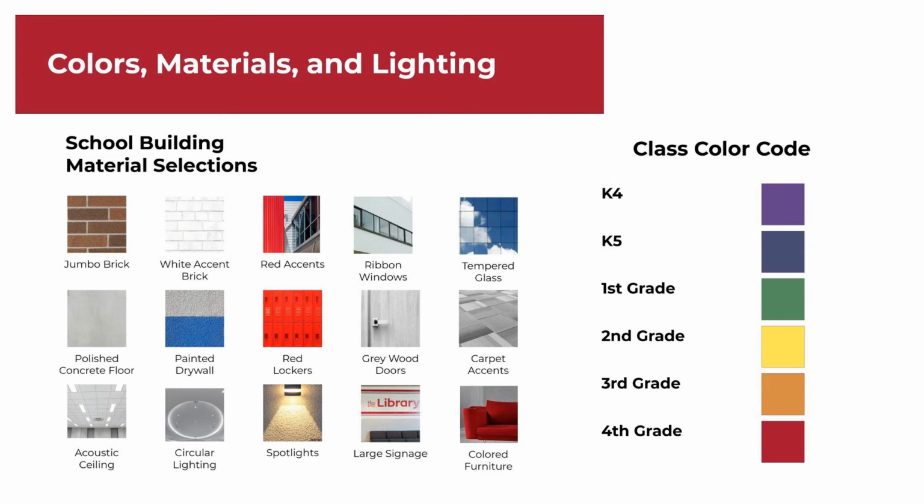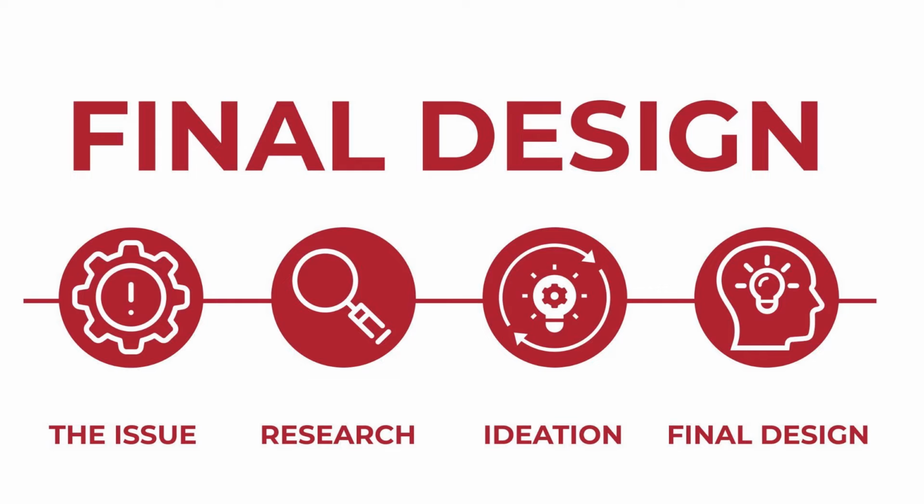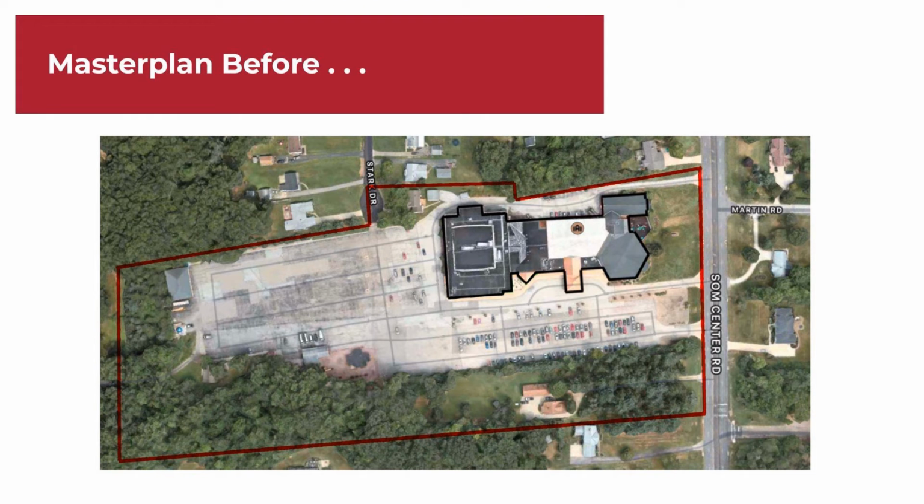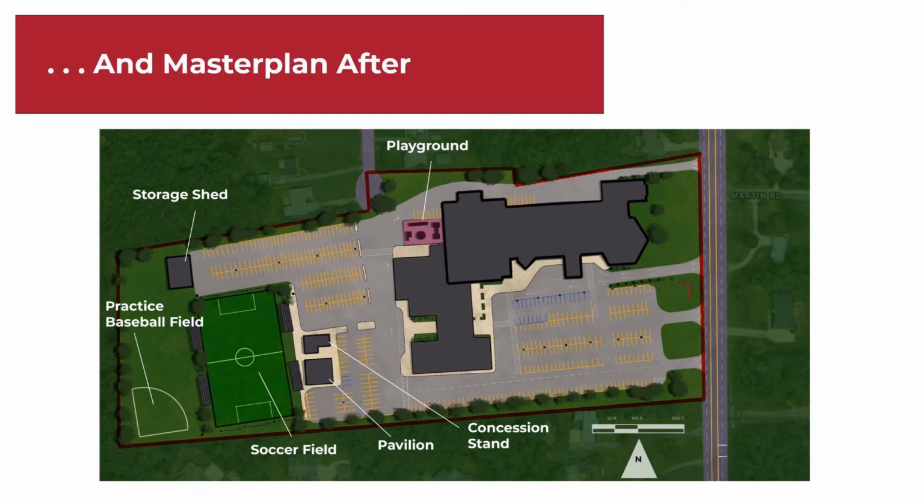So with those design directions established, I can now move into what that final design is and show you what that finished product looks like. For reference, here is the master plan before any changes, showing you the existing building and current parking lot. The red line is accounting for both the existing land and that new addition land that I'm going to play with in this new design. And here is our new master plan.